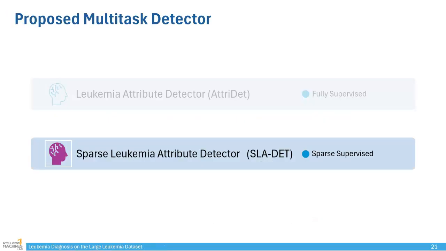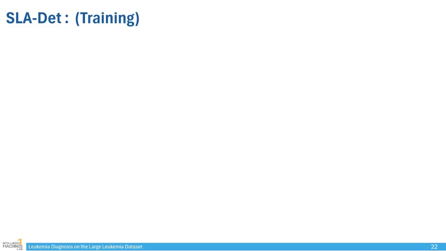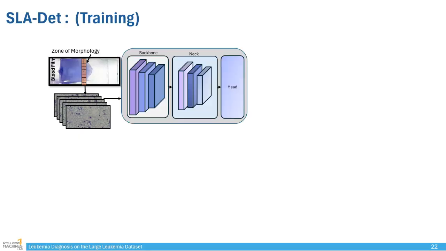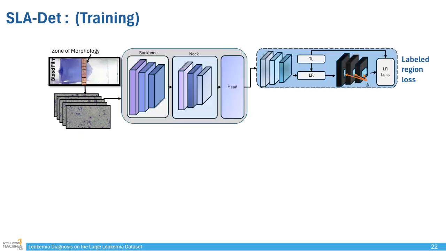For the sparse leukemia attribute detector architecture, to deal with the sparse dataset, in the first step for the WBC detection in the annotated region, we trained the detector using the standard loss functions for the class, bounding box, and the confidence score of the objects.